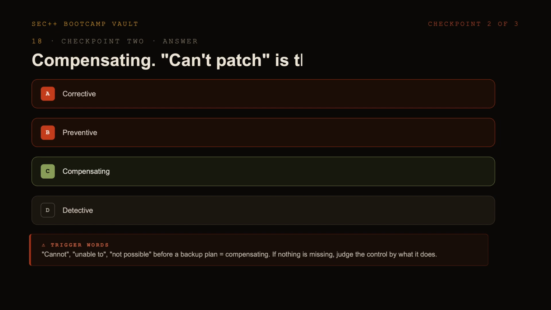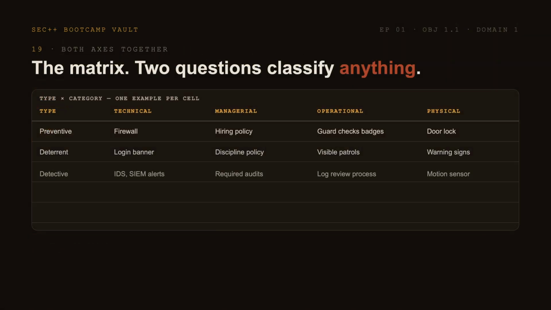Now put the two axes together. Every type can show up in every category, and the exam loves examples from the boxes you do not expect. Let me read one row with you. Preventive. As a technical control, that is a firewall. As a managerial control, that is a background check policy for new hires. As an operational control, that is a guard checking badges. As a physical control, that is the lock on the door.